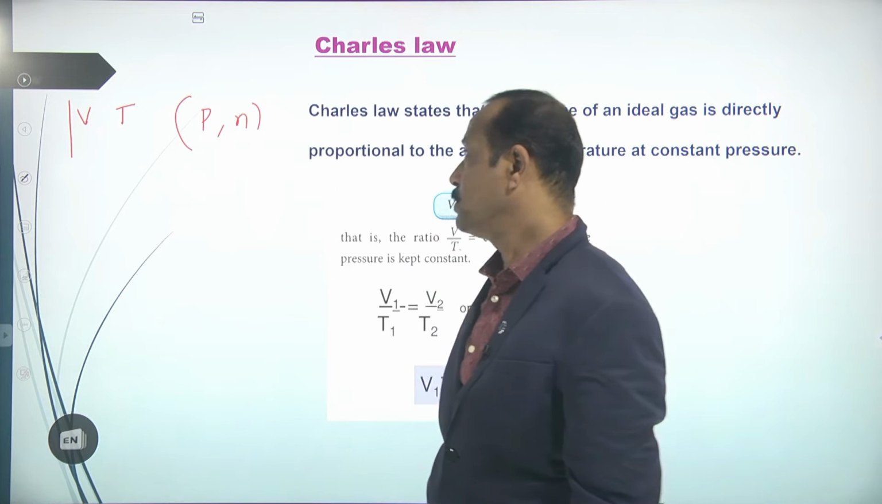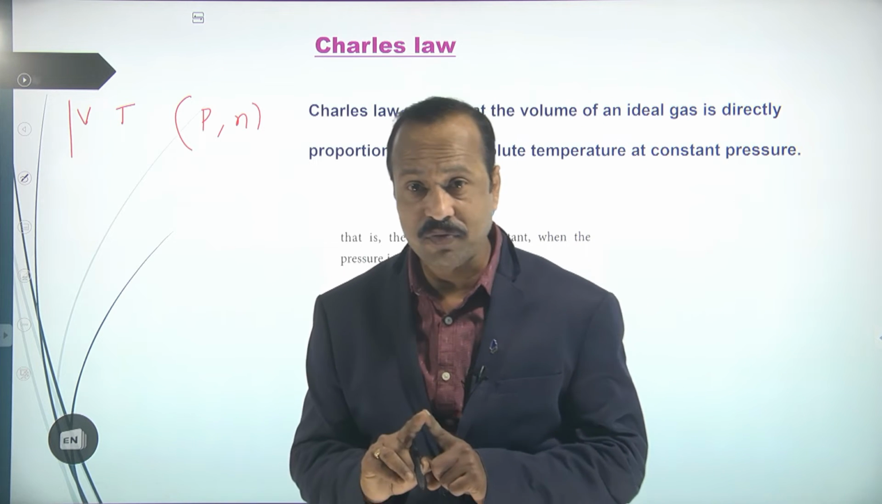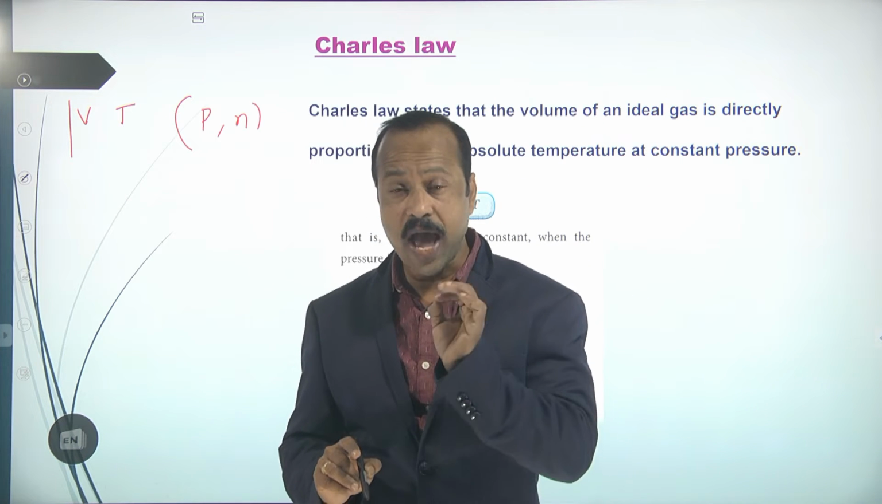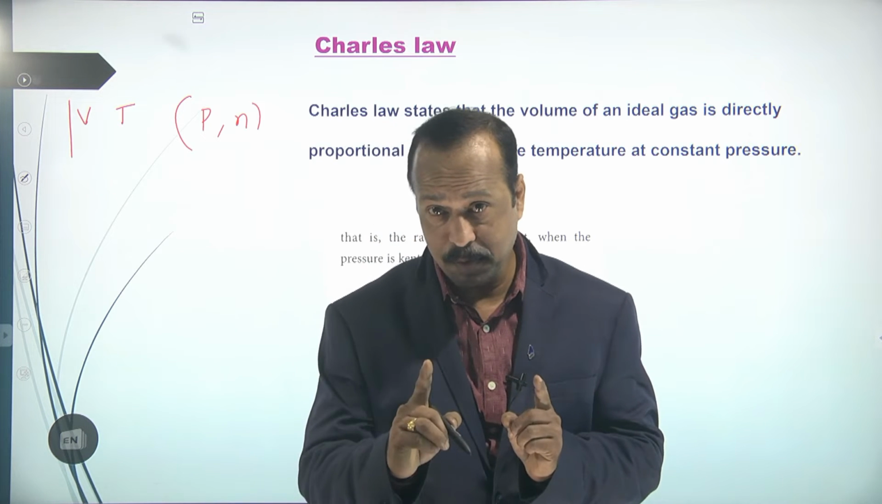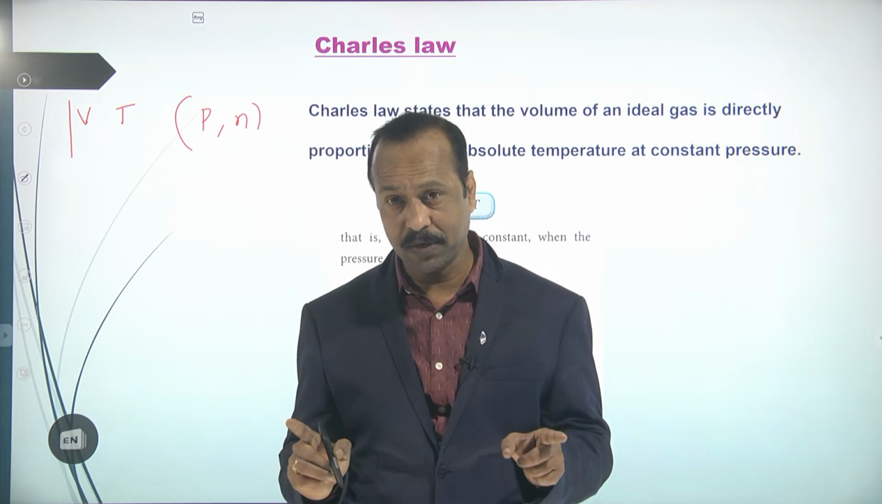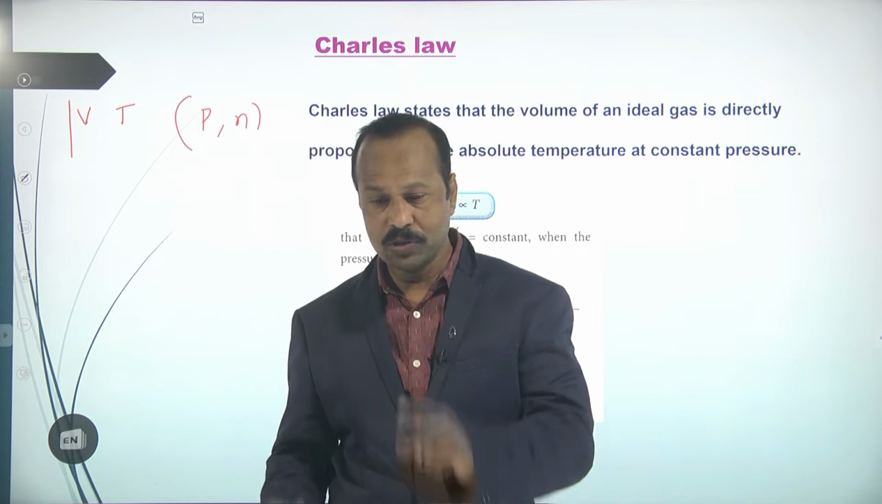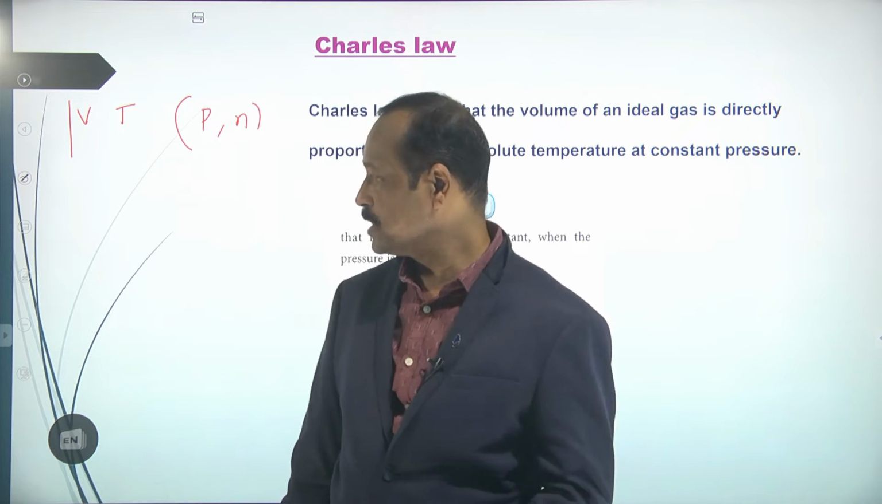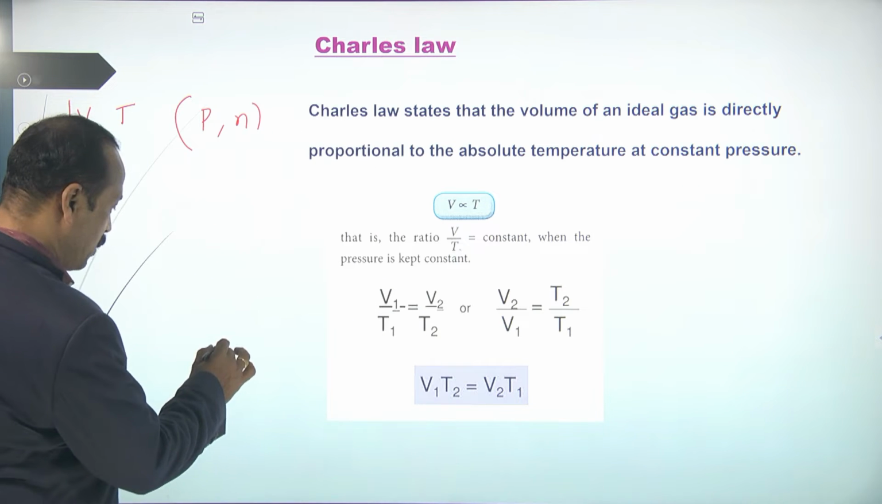Now what happens when the pressure is maintained constant? The volume of a given mass of a gas is directly proportional to absolute temperature. Means as the temperature increases, volume also increases. So this you might have already learnt in the lower classes. Yesterday also I think I might have told.